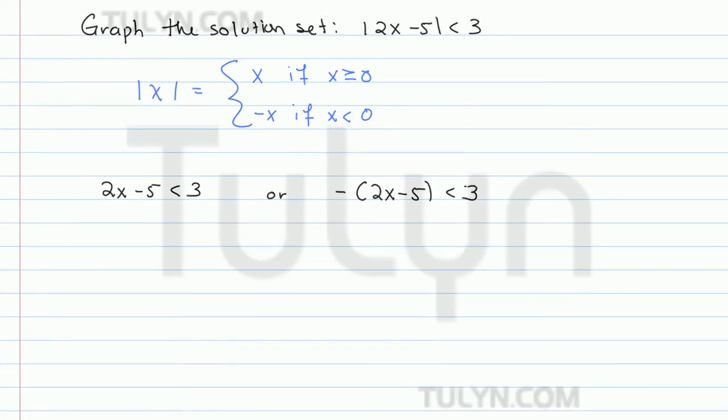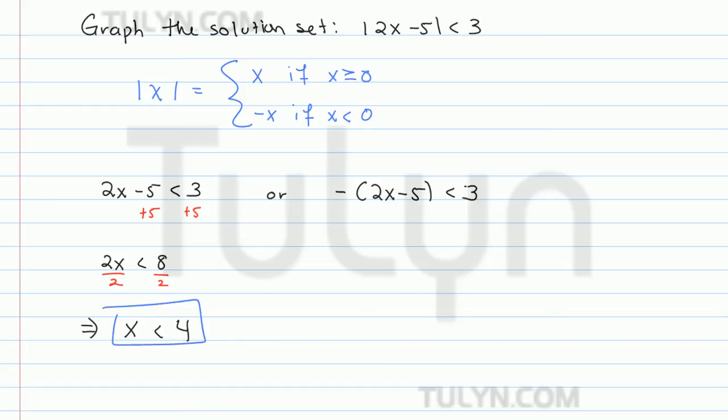So on the left, let's add a 5 to both sides of the inequality, so we get 2x is less than 8, and then dividing by 2, and since we're dividing by a positive number, the inequality won't switch on us. So finally we have x is less than 8 over 2, which is 4. So we got one of them done, right?